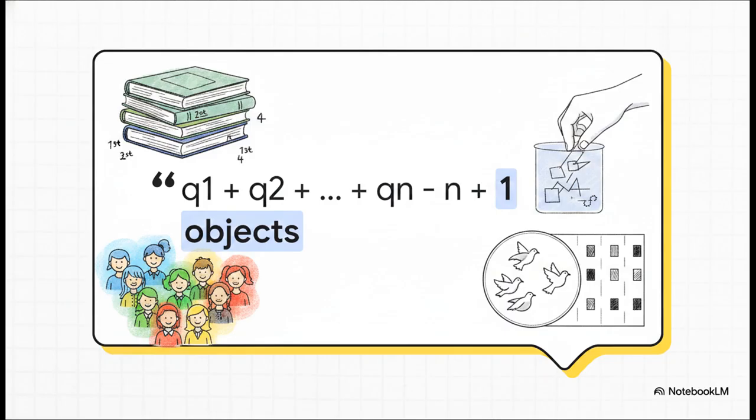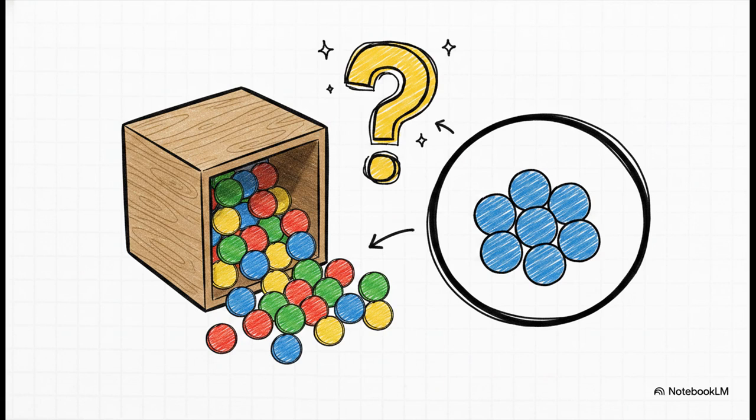You simply plug those specific quotas into the Q variables, subtract the total number of categories, which is n, or 4 in this case, and then just add 1. Doing this guarantees you draw enough random students to form the club. But here is a brilliant little trap. Let's look at a scenario where a blind, unthinking application of that formula will give you the completely wrong answer.